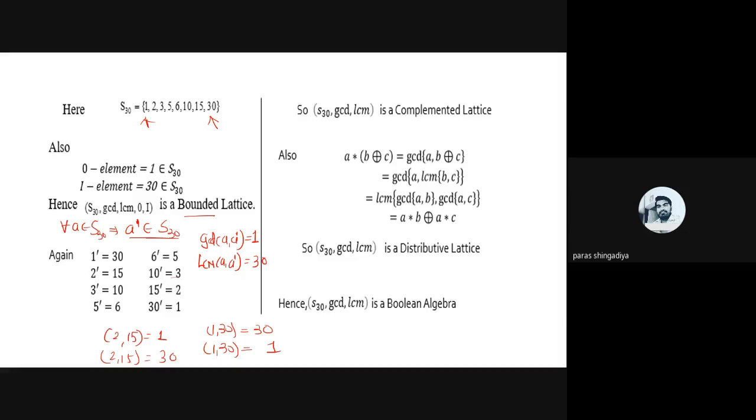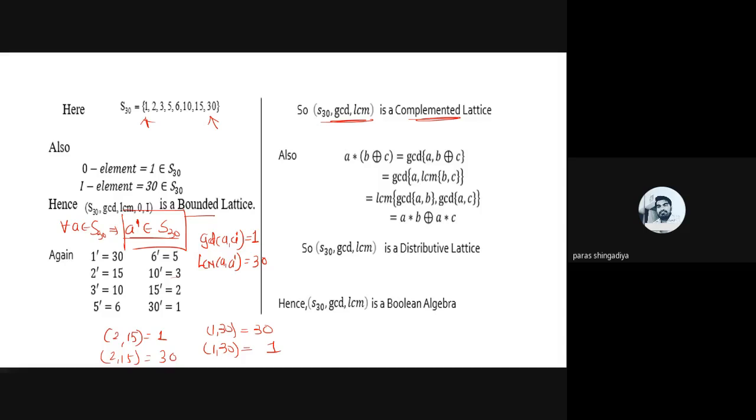For every A belongs to S30, the complement exists and it is a part of S30 again. So therefore we can say S30 GCD LCM is a complemented lattice. It is known as a complemented lattice, and based on that we'll say whether it is a Boolean algebra or not. Because that is where the problem will be: for any set we cannot find the complement of each entry.